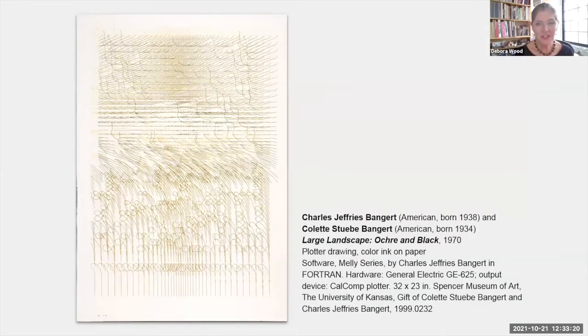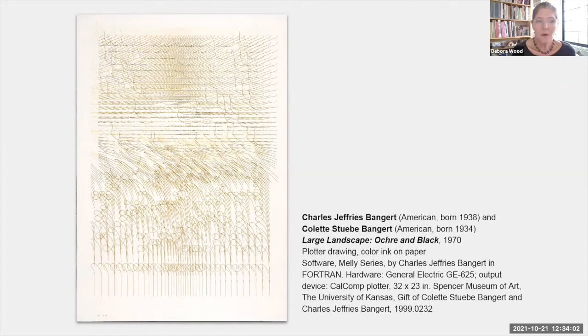As we've shown, early computer artists worked in traditional genres such as abstraction, figure studies, and as seen here, the landscape. This work is by the husband and wife team, Charles Jeffries and Colette Stube Bangert. The subject of all of Colette's work, which is based in traditional media, painting, drawing, textiles, is landscape. Jeff, a mathematician, worked at the Computing Center at the University of Kansas. When the department acquired a Calcom plotter, Jeff was asked to test it, which he did in collaboration with Colette.